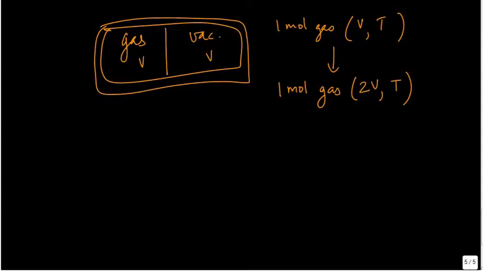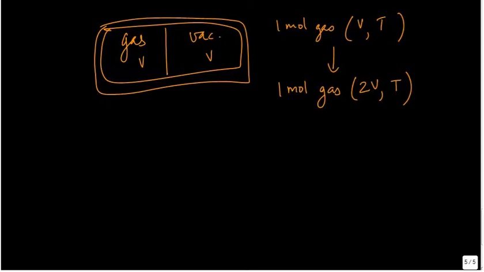Huh? So, I open this wall in between, and what would happen? The gas would cover the entire box. Why doesn't the gas just sit there peacefully? Think in terms of entropy again. If I have to think in terms of entropy, this is an irreversible process, an expansion.